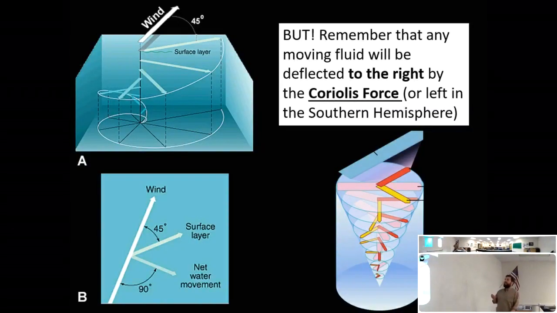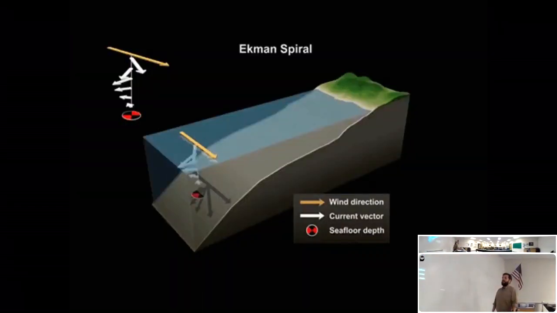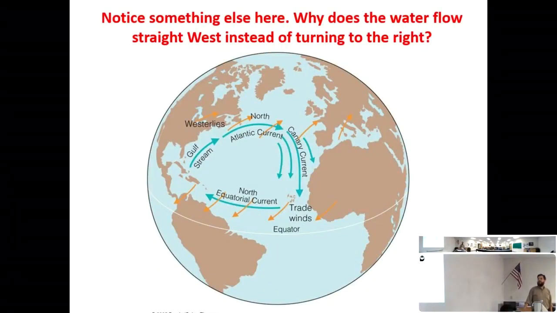You all know that now. But remember that any moving fluid will be deflected to the right by the Coriolis effect. Okay, there's Ekman. I just put this up here so that if you want to come back later, this slide just has a lot of information of what I've already explained. It's kind of just a reference slide. Here's a little GIF showing Ekman transport. Okay. Ekman spiral.